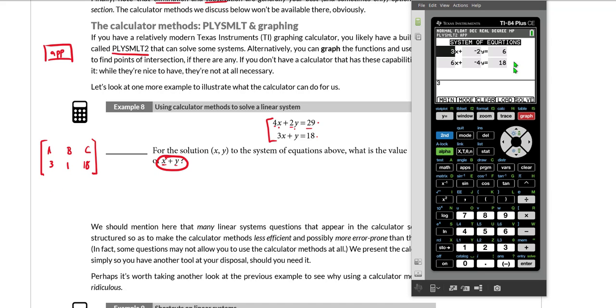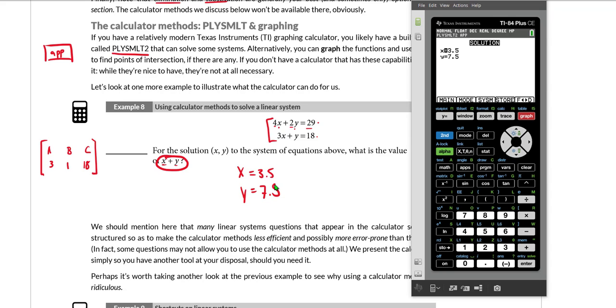So if you see a matrix on this screen, that's fine. You're pretty much going to enter the same thing that I'm entering. So I'm going to enter a 4, and then I'm going to go over here and enter a 2, and then a 29, and then a 3, and then a 1, and then an 18. Now I have in my calculator the same system that I have on my paper, and what I am now going to do is once again hit the graph button to solve, and look at that. I have my x and I have my y. So x equals 3.5, y equals 7.5.